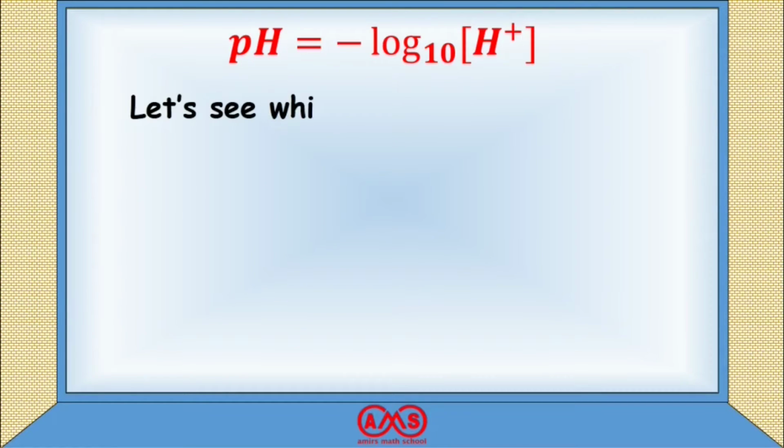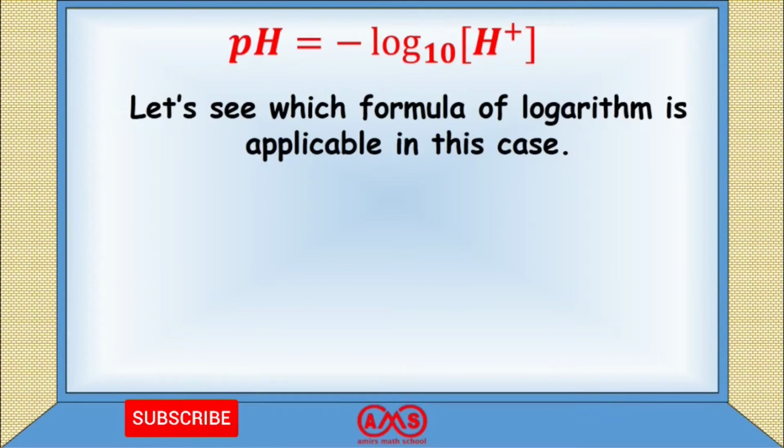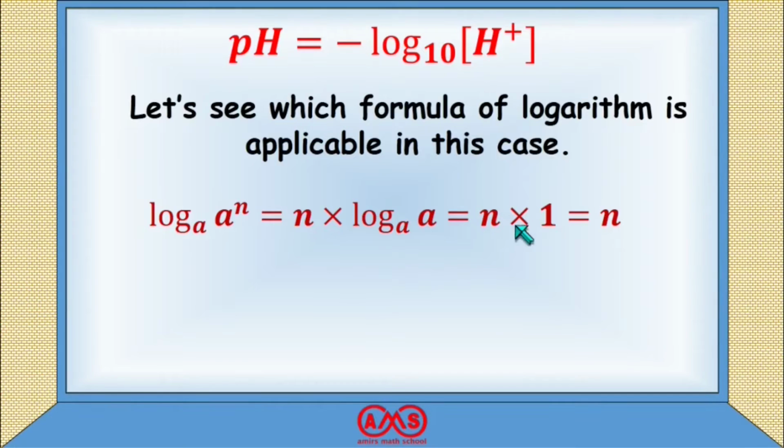Now, let's see which formula of logarithm is applicable in this case. Log a base a to the power n is equal to n times log a base a, which is equal to n times 1, that is, log a base a equals 1. When the base and this number are equal, the value of the logarithm will be 1. So the value of log a base a to the power n will be just n. This is the formula which is very much applicable for calculating the pH.